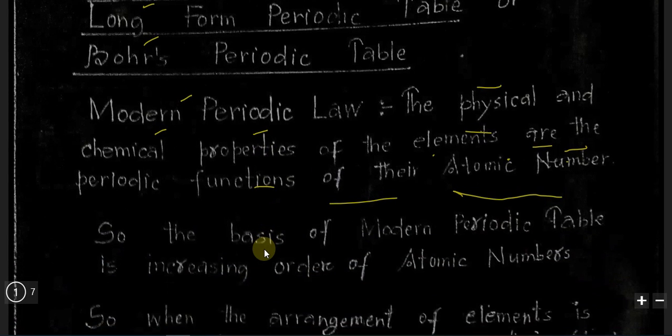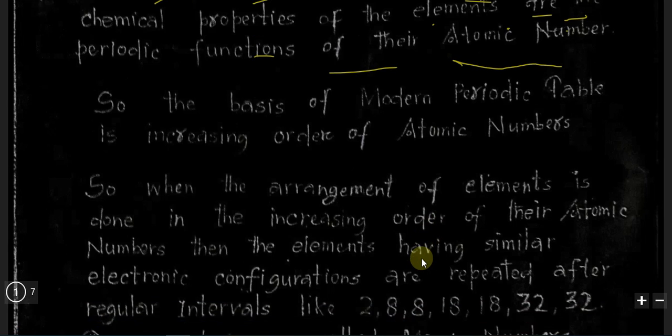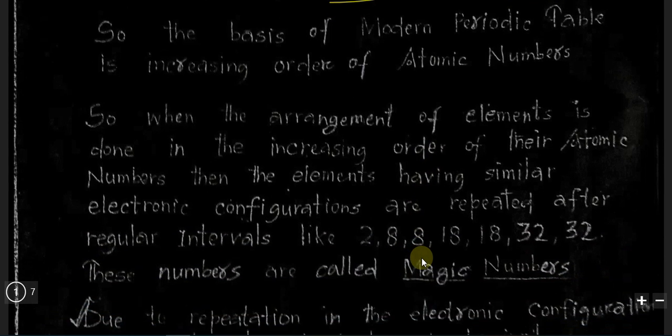So the basis of the modern periodic table is the increasing order of their atomic number. When the arrangement of elements is done in the increasing order of their atomic numbers, the elements having similar electronic configurations are repeated after regular intervals like 2, 8, 8, 18, 32. These numbers are called magic numbers.